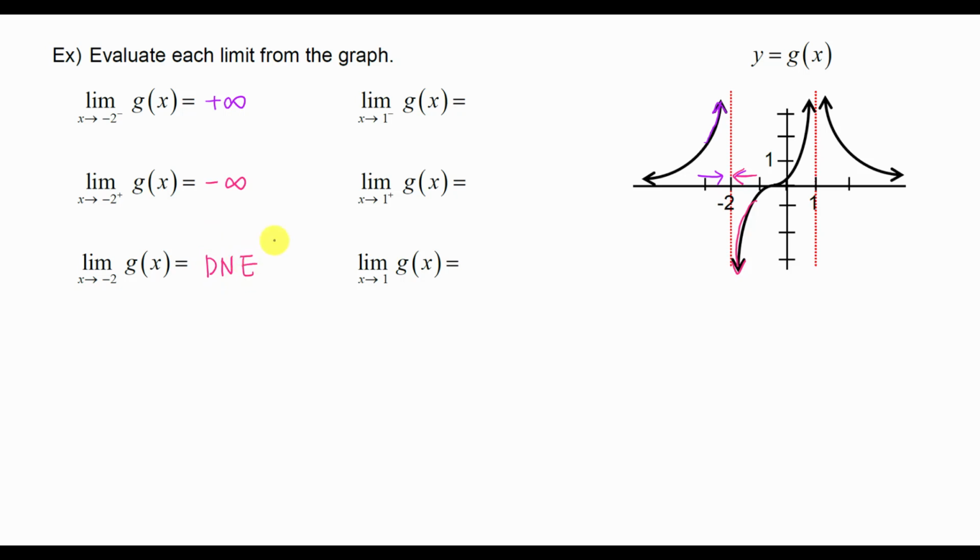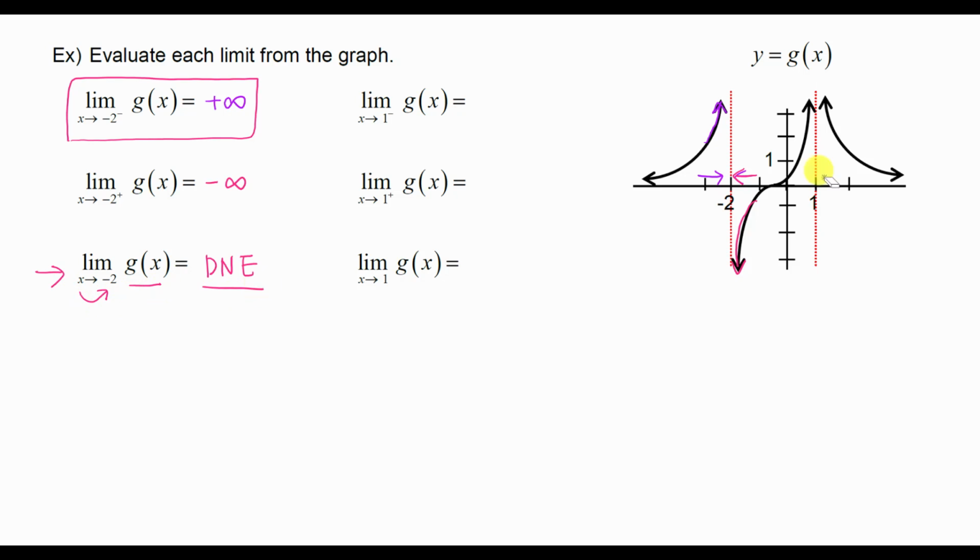Now, when x approaches negative 2 from the left of g of x is positive infinity, that is enough for you to conclude that the limit as x approaches negative 2 of g of x does not exist. You don't have to compare the left limit with the right limit, because if a one-sided limit is infinity or negative infinity, then the actual limit as x approaches c of that function does not exist.